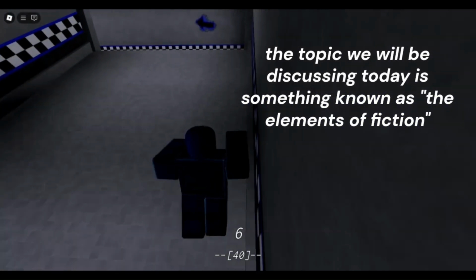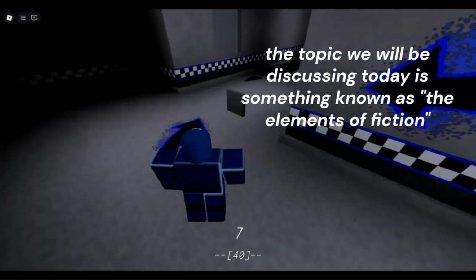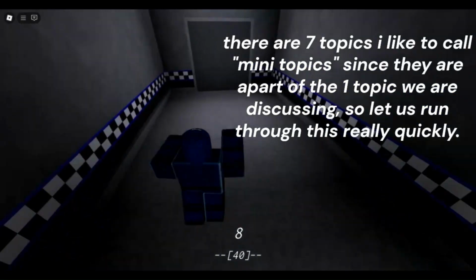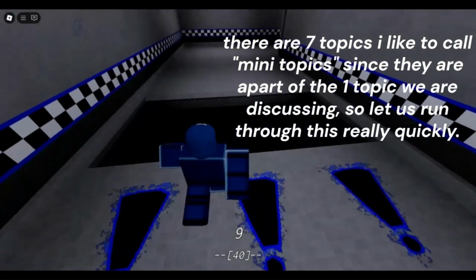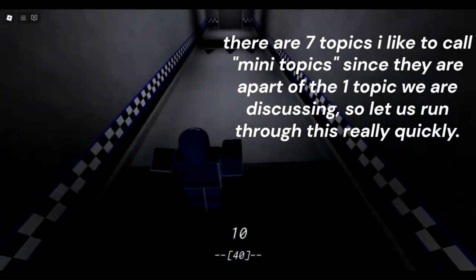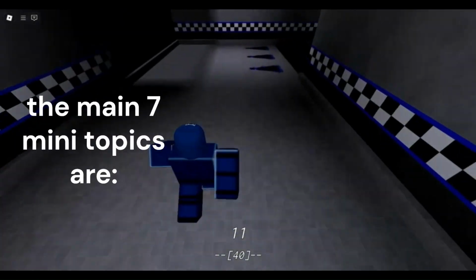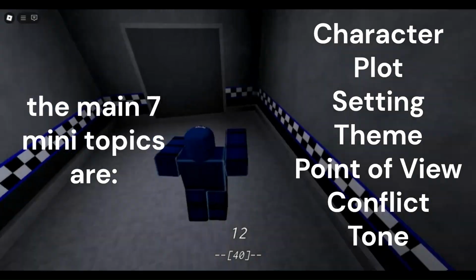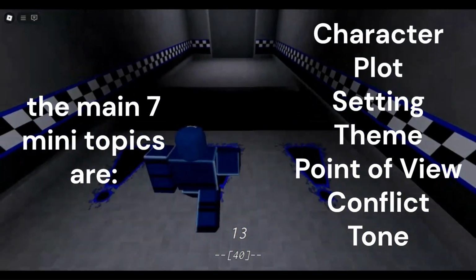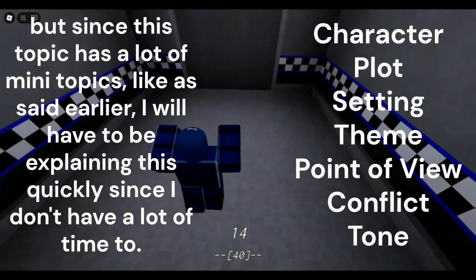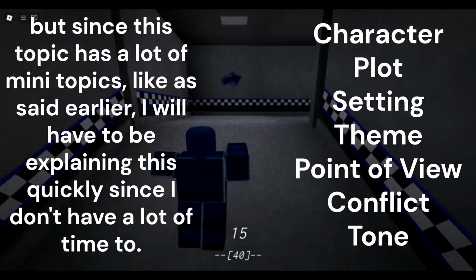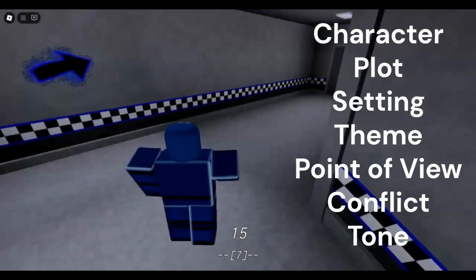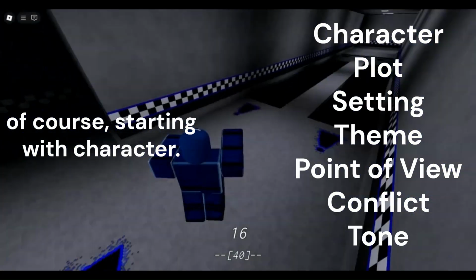The topic we will be discussing today is something known as the elements of fiction. There are 7 topics I like to call mini-topics since they are a part of the one topic we are discussing, so let us run through this really quickly. The main 7 mini-topics are character, plot, setting, theme, point of view, conflict, and tone. But since this topic has a lot of mini-topics, like I said earlier, I will have to be explaining this quickly since I don't have a lot of time to. Of course, starting with character.